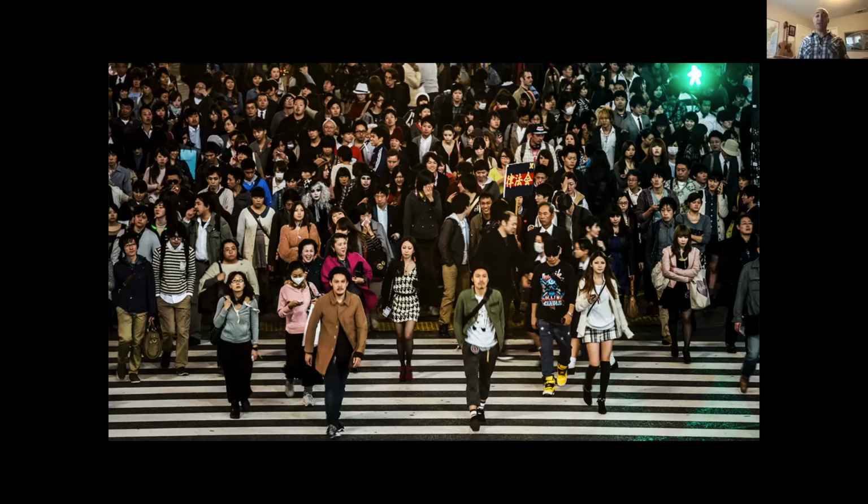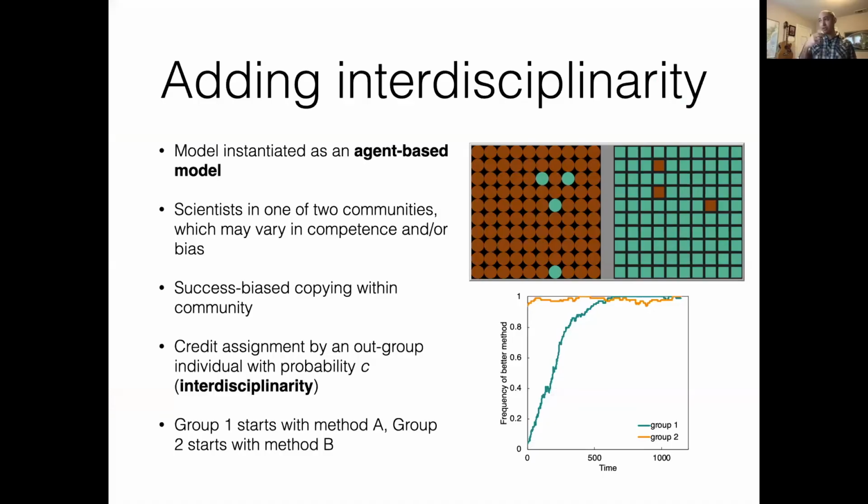Now, this doesn't mean we all have to become an expert in everything because that's not tenable. What it does mean, though, is that I think learning from other disciplines and proactively allowing ourselves to be evaluated by interested parties with different disciplinary backgrounds is important. I want to talk a little bit about that. So the model that I just presented before involved one community. We instantiated this then as an agent-based model in which scientists were in one of two communities. Again, otherwise the model is basically the same. They use either the all right or the better method.